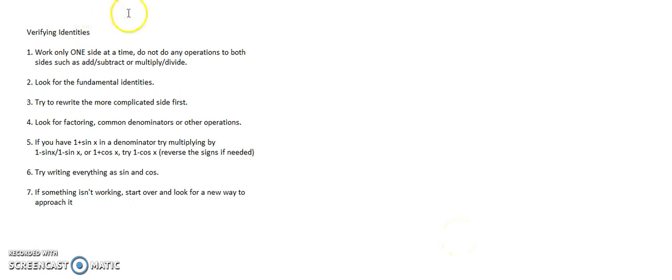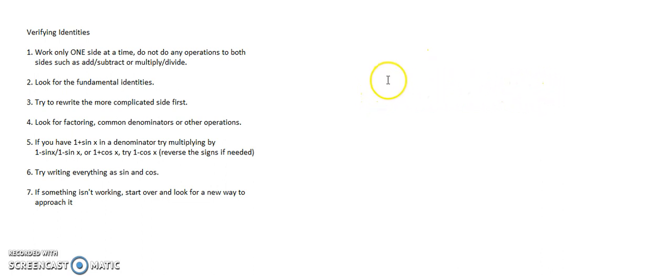Okay, now for verifying identities, here are some kind of unwritten rules to go by. The first and most important one is that you can only work one side at a time. You do not want to do operations to both sides. So you don't want to add sine to both sides or subtract 1 from both sides. That would be considered bad form as far as proofs go. So you can only work with one side at a time. Now, in one step, you could change the left side and the right side as long as you're working with them separately. Okay, so you need to get one side to match the other side.